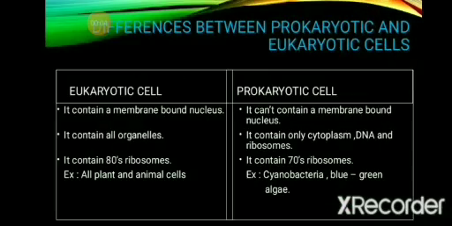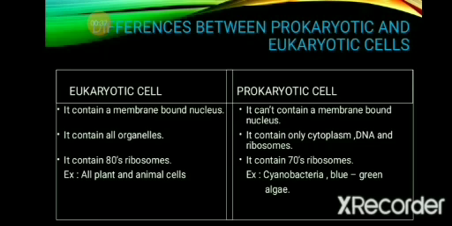Differences between prokaryotic and eukaryotic cells. Eukaryotic cells and prokaryotic cells. Eukaryotic cells contain a membrane-bound nucleus, but prokaryotic cells do not contain a membrane-bound nucleus. Eukaryotic cells contain all organelles, but prokaryotic cells contain only cytoplasm, DNA and ribosomes.